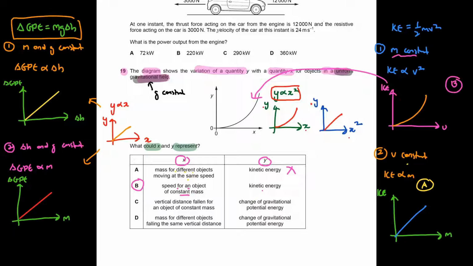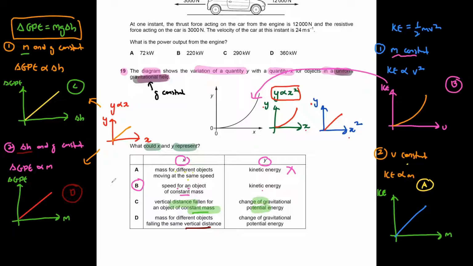But then you can actually check with the rest of the answer choices now. For C is change in GPE. This is vertical distance fallen for object of constant mass. This one is talking about constant mass. It's talking about this one here. So this is actually the graph for C. And after that, the last one is again change in gravitational potential energy, but this time they say mass for different objects falling at the same vertical height. That one is saying that delta H is constant. So this is the graph for D.